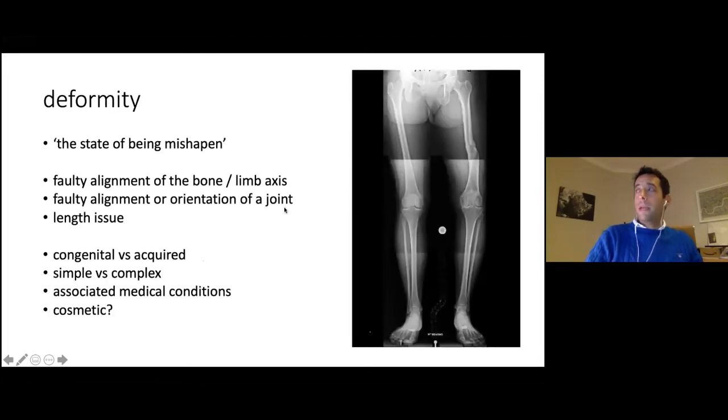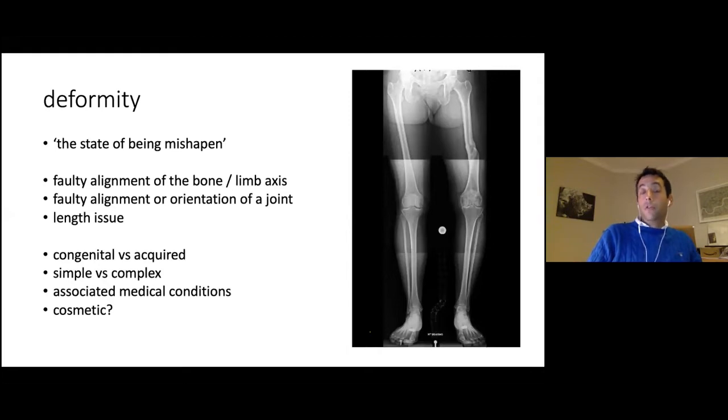So what do we mean by a deformity? Well, truly we're meaning the state of being misshapen. And when it comes to the skeleton, what we're really talking about in the limbs, and for this we're going to focus on the lower limb today, primarily in the femur and tibia, we're talking about faulty alignment of the bone itself, which therefore has an effect on the limb axis, or faulty alignment and orientation of a joint, or a length issue, all of which are misshapen problems with the bone.